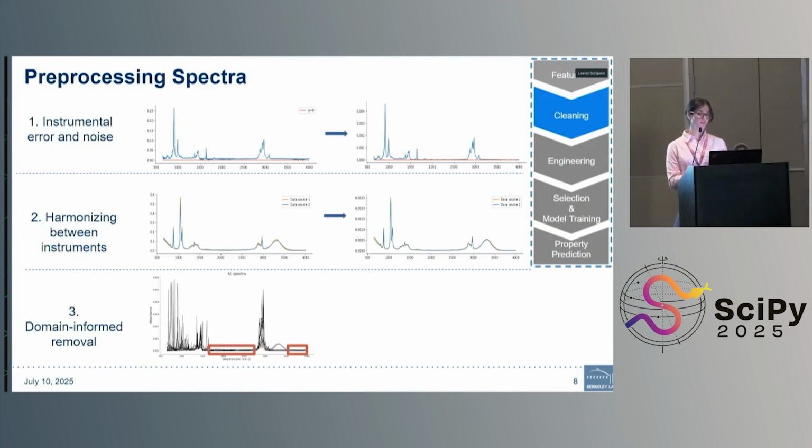The first thing we wanted to do was fix instrumental error and noise. Now, the raw spectra had baseline drift and some high-frequency noise. Thankfully, the baseline drift was uniform. It was not sloped or curved, just consistently elevated the whole spectrum. And so we corrected that by subtracting the mean signal from the 4,000 to 3,600 region, which you can see all the way on the right.